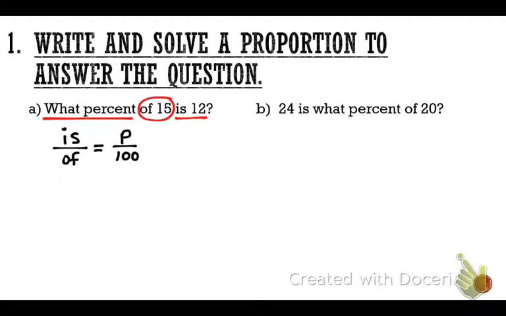Guys, according to what we underlined and circled in the original problem, what is my is? 12. So instead of an is, I'm going to write a 12. What is my of, class? 15. So 12 over 15 equals, do we know what our percent is yet? No. If you see, I underlined it says what percent. So P is actually what I'm going to be looking for. So we're going to keep the P over 100.